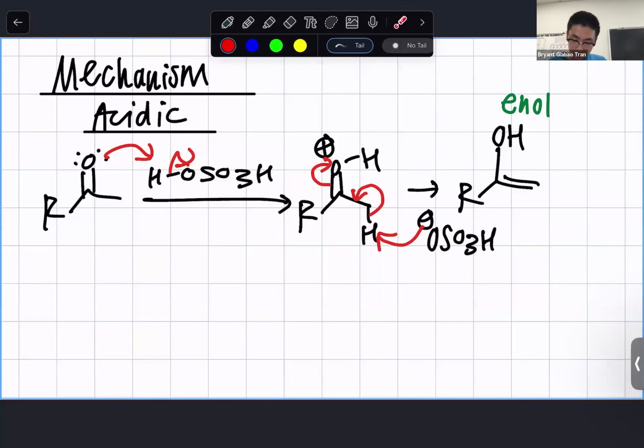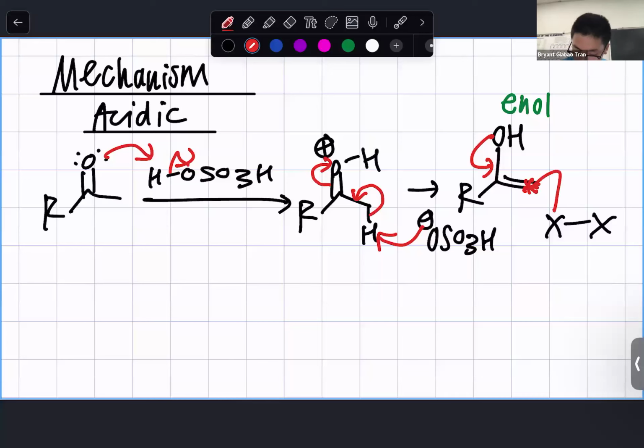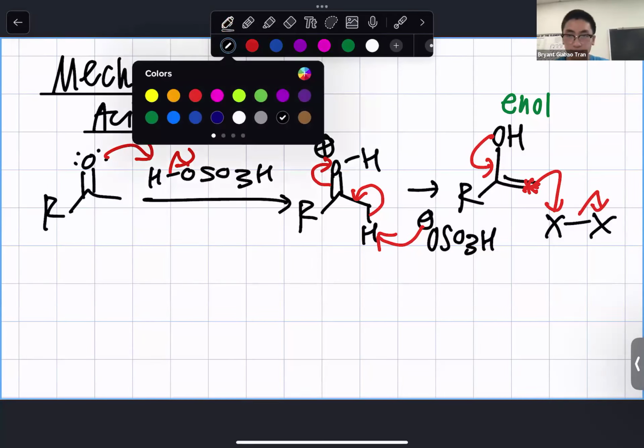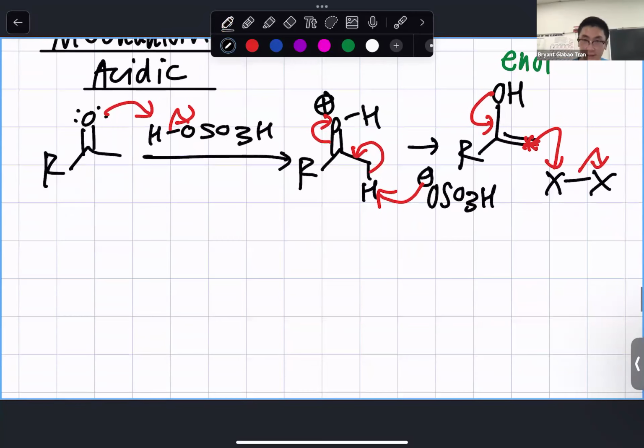Do you guys remember which atom of this enol is nucleophilic when we draw out the resonance structure? Yep, the alpha carbon here, right? So that alpha carbon is going to be the one that attacks the halogen. Let's say we draw the X2 out. We're going to reform that carbonyl. That alpha carbon is going to attack the X and kick out the other X. Right?